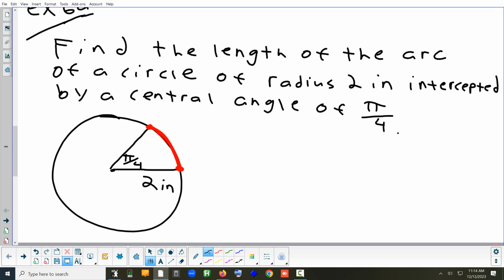Okay, so the first thing is just to write down our formula. What is the formula that we use to find the length of an arc? Yep, S equals r theta. Then I go through left to right and fill in everything that they tell me in the problem. Let's start with S. Do they tell me what S is going to be in the problem?